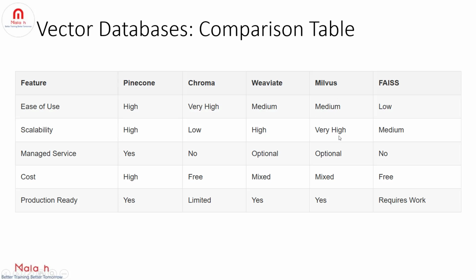If your application requires scalability feature, then don't go for Chroma. So you can best use Milvus. And managed service, Pinecone yes, Chroma database no, Weaviate optional, Milvus optional, and FAISS is no. And cost, both Chroma and FAISS are free, and Pinecone is high, and Weaviate and Milvus are mixed. And when you are building production ready applications, then you go for Pinecone or Weaviate or Milvus. And Chroma database, you have only limited support, and FAISS requires some work. So there is a lot of learning curve, and it requires more work when you use FAISS.